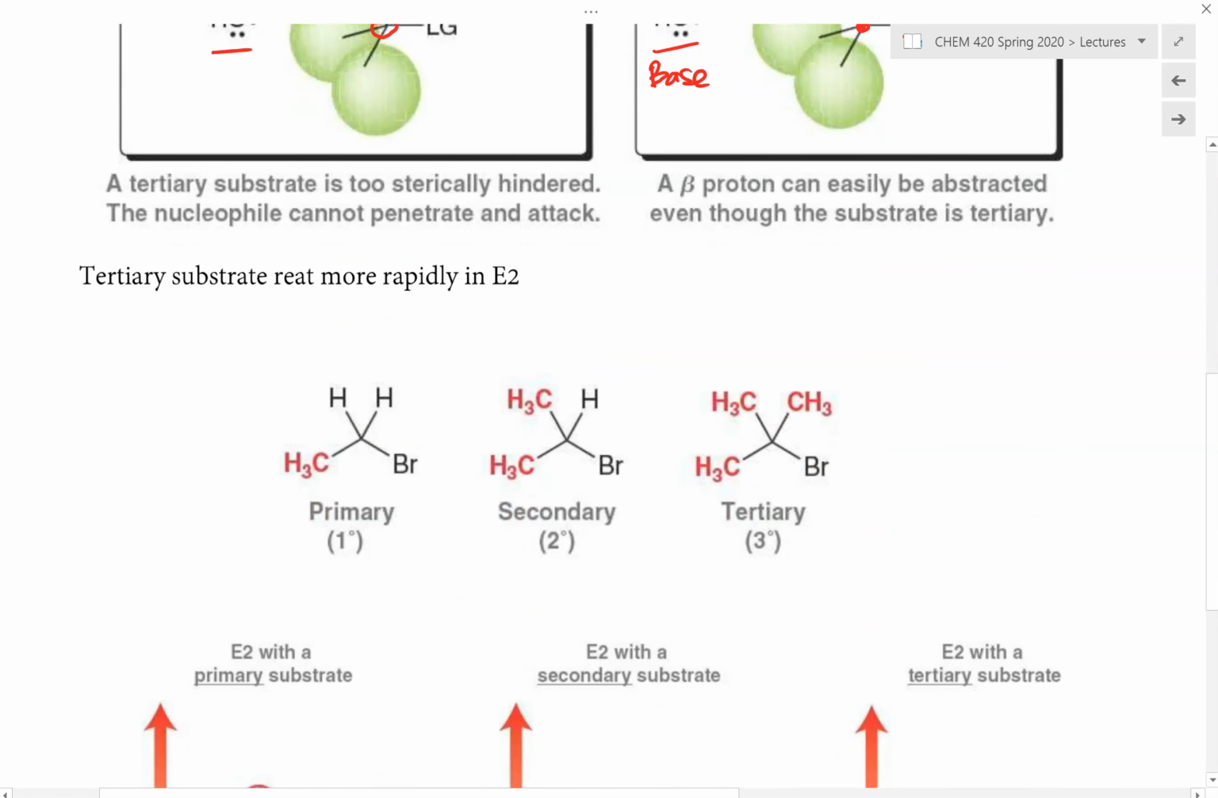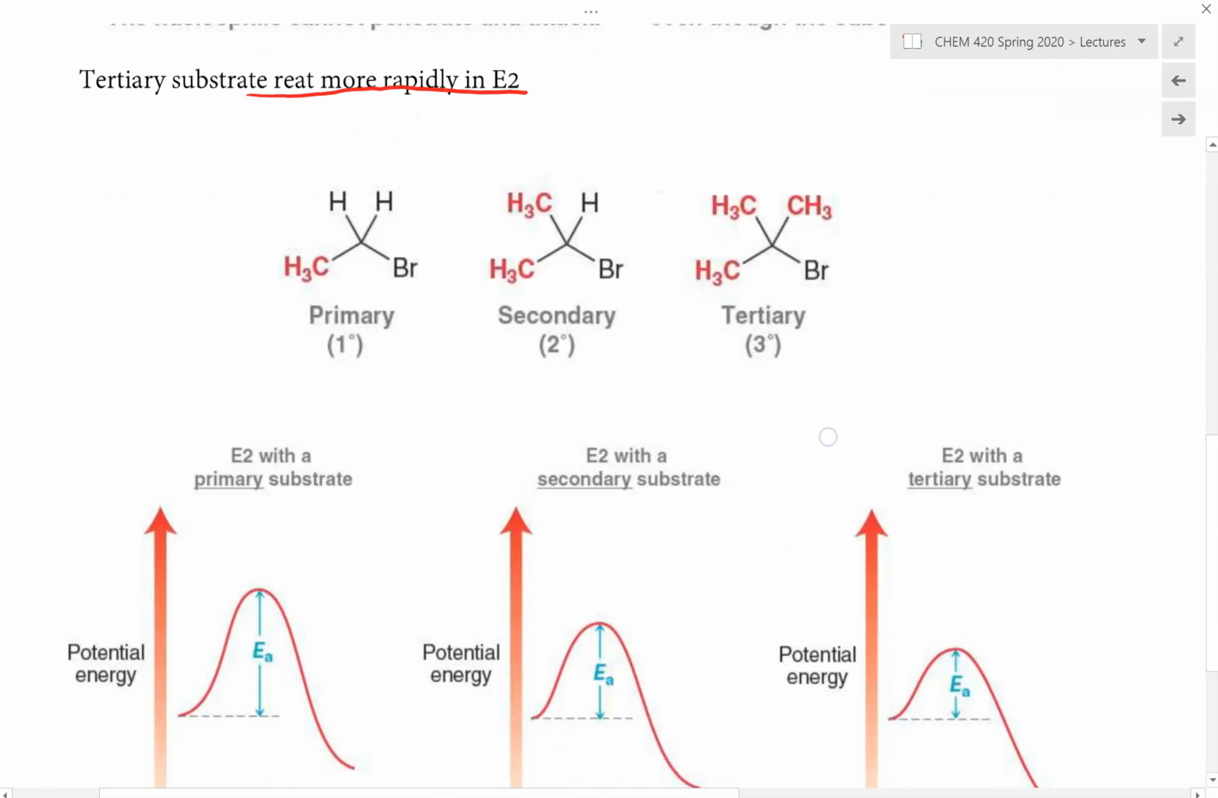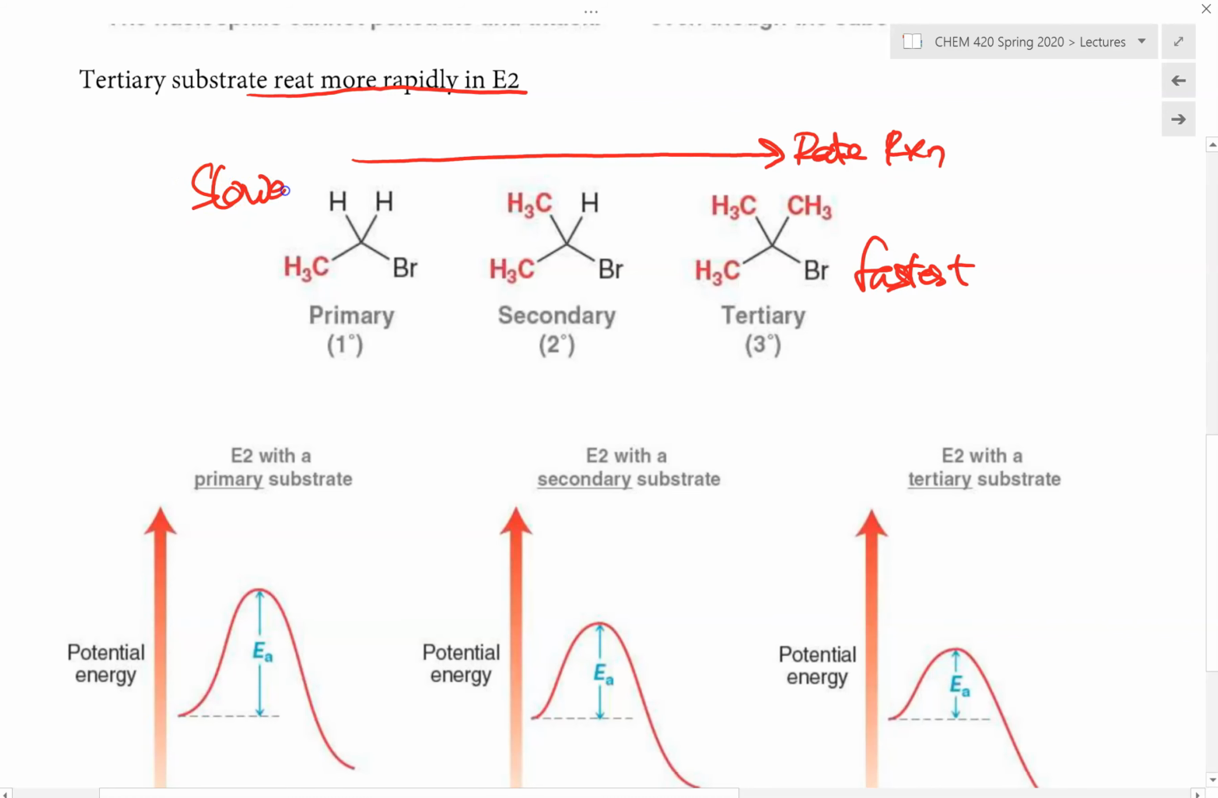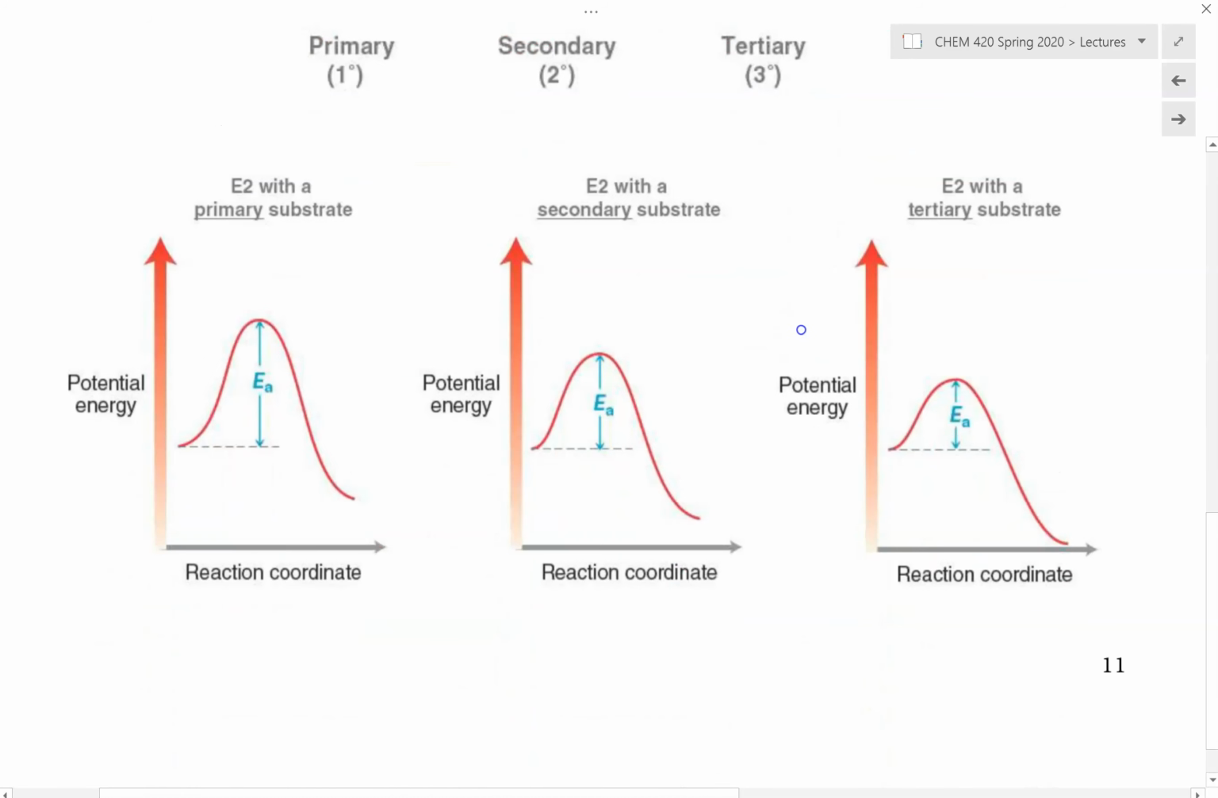So we have observed that the tertiary substrate reacts more rapidly in an E2 reaction compared to the less sterically hindered substrate. So in this case right here, the rate of reaction is increasing in this direction. So this is the increasing rate of the reaction. This will be fastest, and this would then be the slowest. And the explanation for this is as follows.